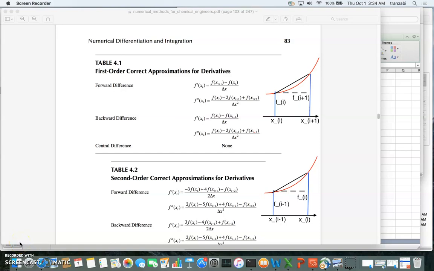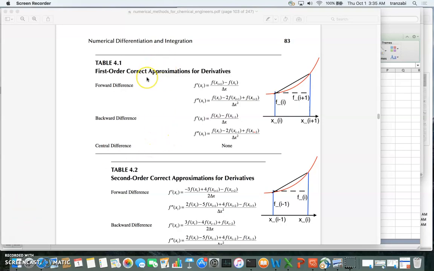Welcome back to ch205. Today I'll be talking about central difference and I'll show you one example of how to calculate the derivatives numerically using a spreadsheet. If you recall from last time, we talked about forward difference and backward difference. We talked about first order and second order approximation for the derivatives. And today we're going to look at the central difference.